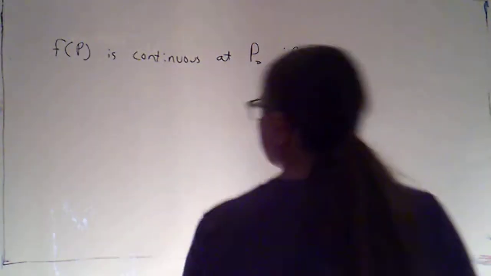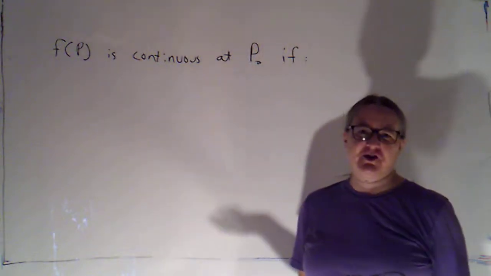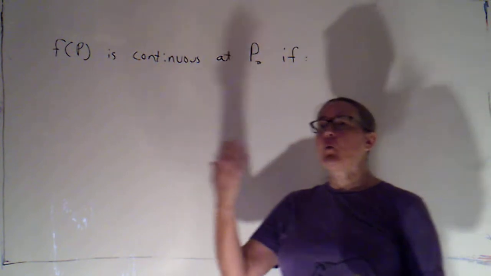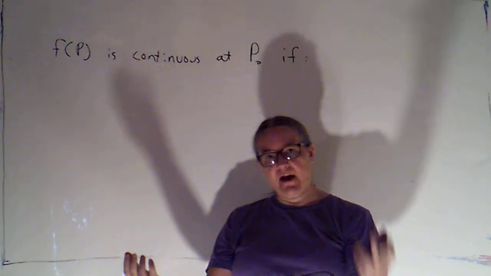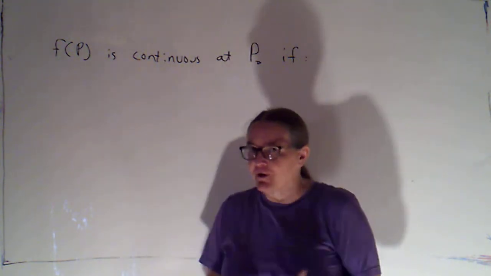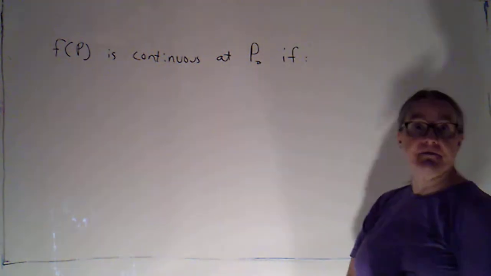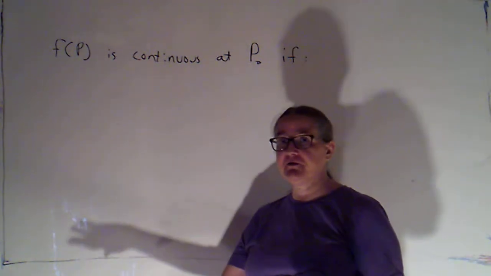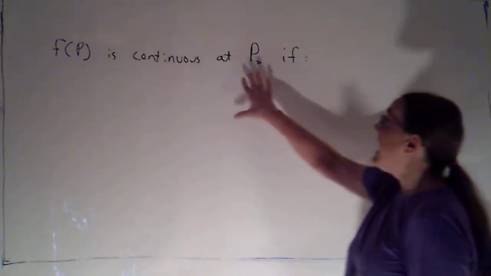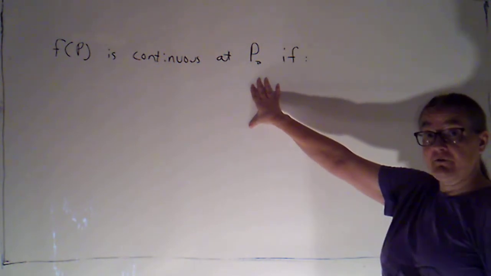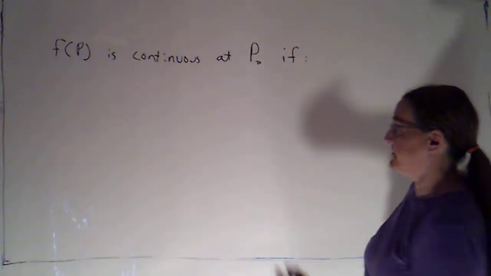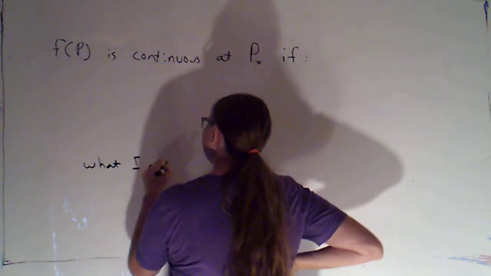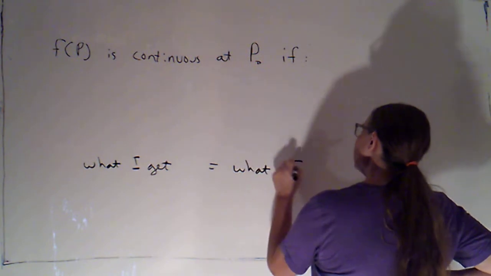So the definition of continuity for any function is basically that a function is continuous at a point if what I get is what I expect. That's my informal definition, which translates very nicely to the formal definition. And I can use that definition for real valued functions, I can use it for vector functions, and I can use it for real valued functions of multiple variables. Okay, so I'm thinking of it informally as what I get is equal to what I expect.